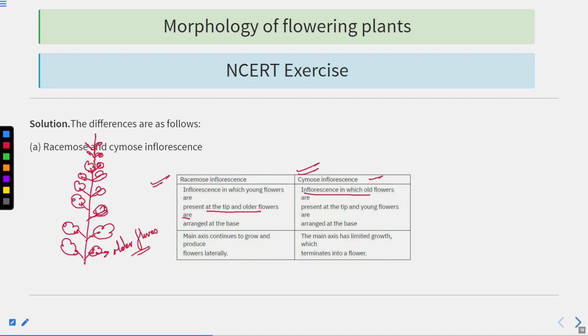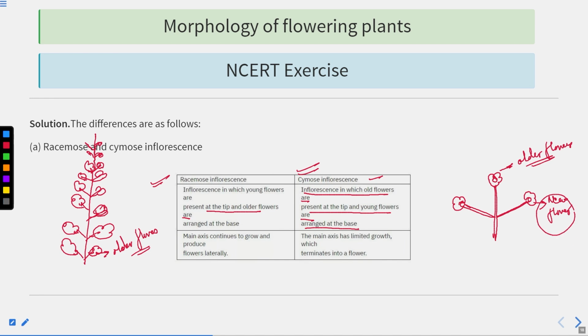The inflorescence in which old flowers are present at the tip and young are arranged at the base. So here you can see the flowers. One is there, it terminated here and it gave rise to a new flower like this. Here you can see the new flowers are at the base, and this is the older flower. So the new flower is at the base and the older flower is at the tip position.